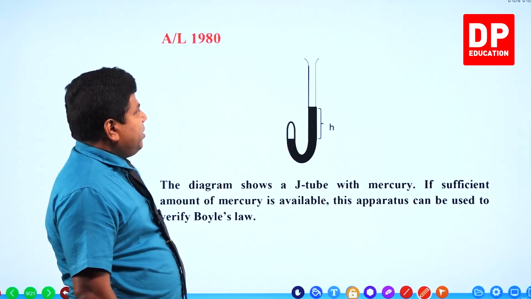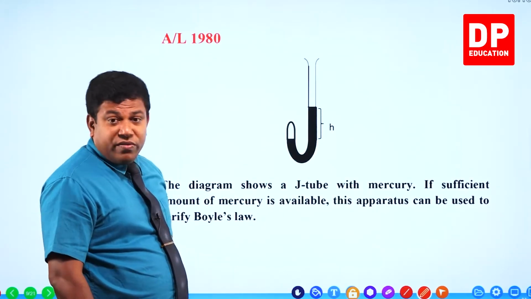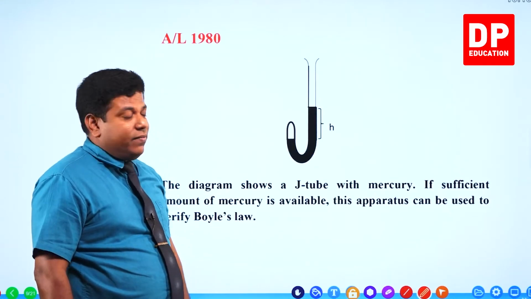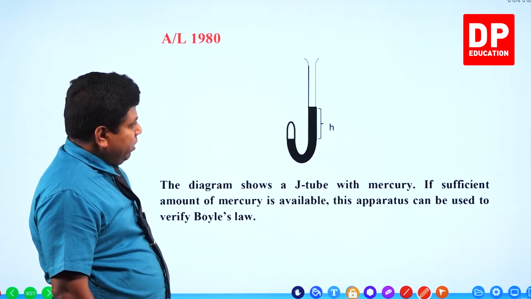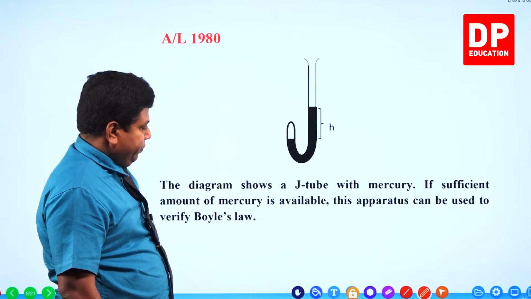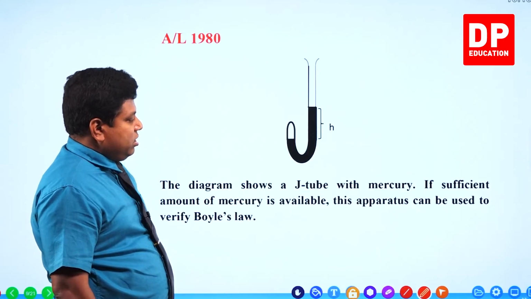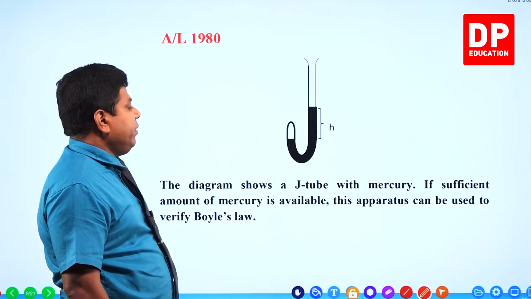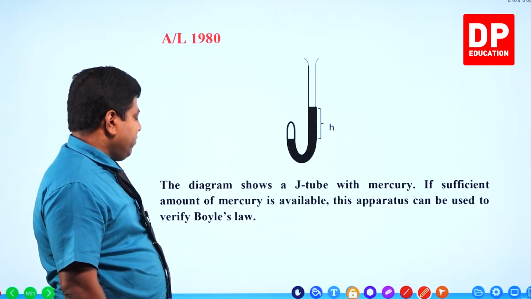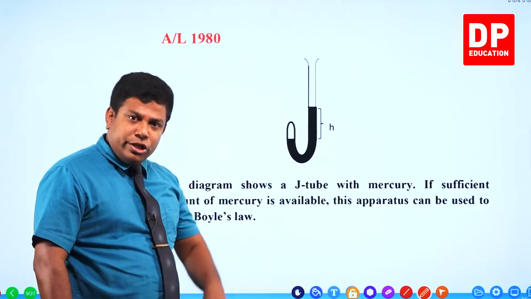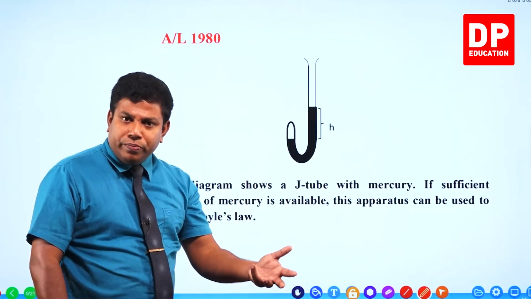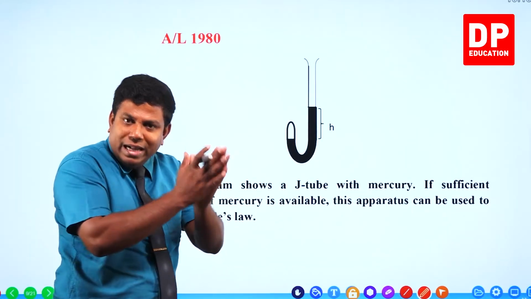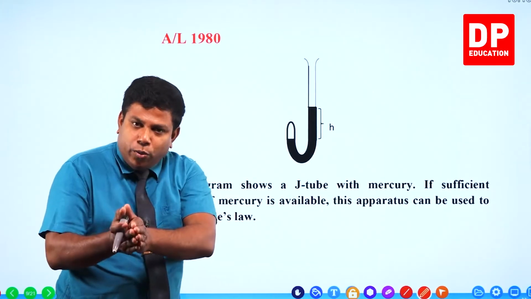The first past paper question we have is a very old one, a 1980 Advanced Level paper. They have given a J tube. The diagram shows a J tube with mercury. If a sufficient amount of mercury is available, this apparatus can be used to verify Boyle's law. Right? The J tube is a different tube. We have a Boyle's apparatus and a J tube.